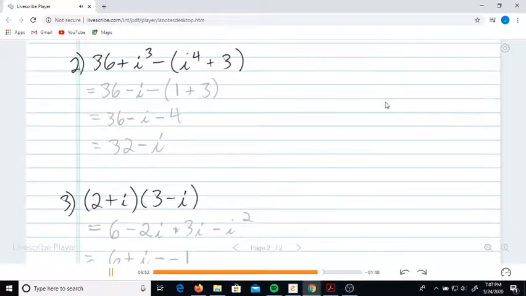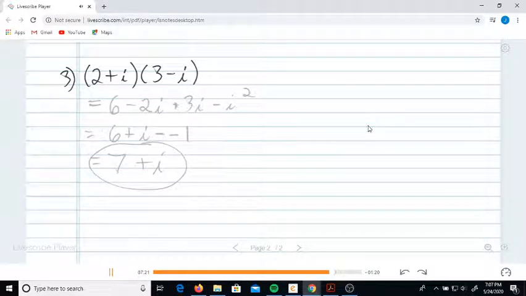So we're going to do number 2 now. And we're going to go ahead and replace, anytime we see a power of i, we're going to simplify it. So we know i cubed is just negative i. And we know i to the 4th is just 1. Okay, that simplifies quite nicely. So then we have 36. Now it's just a matter of order of operations. Minus 1 plus 3 is 4. So all said and done, we get 32 minus i.